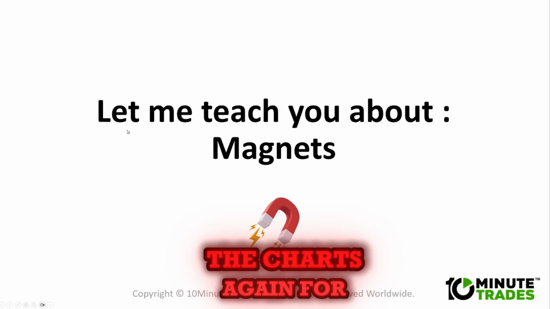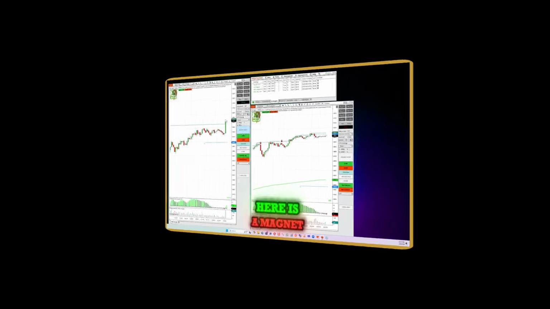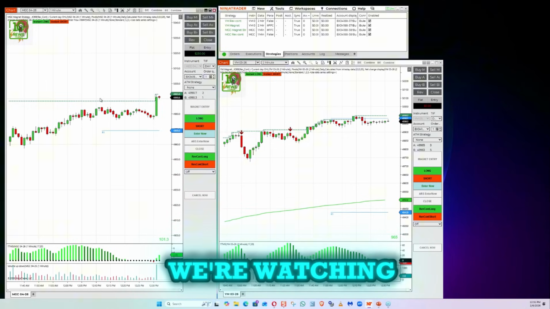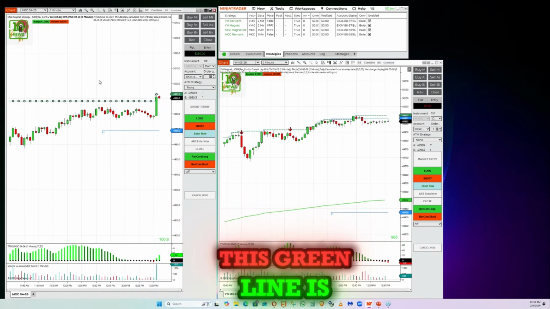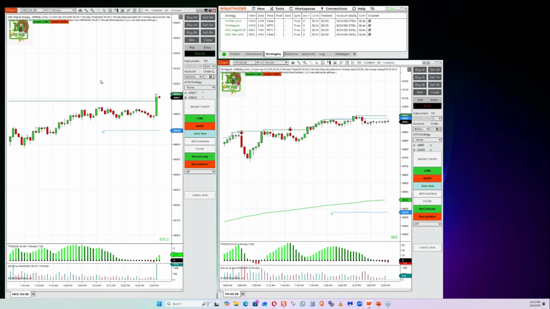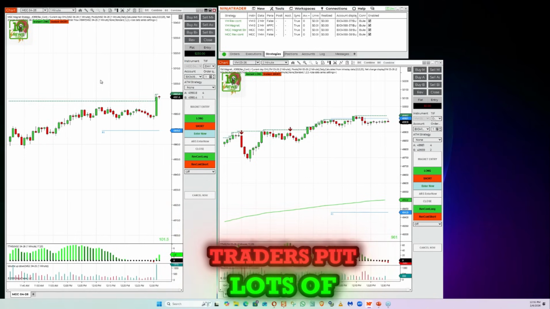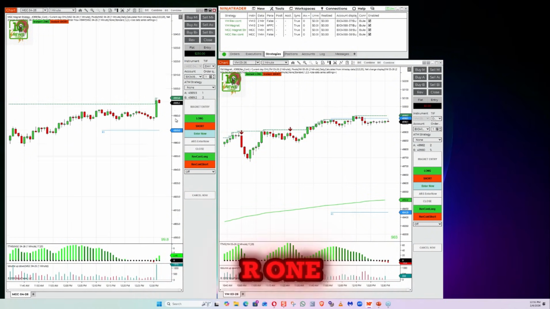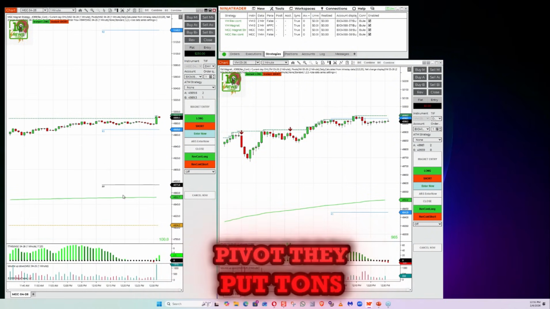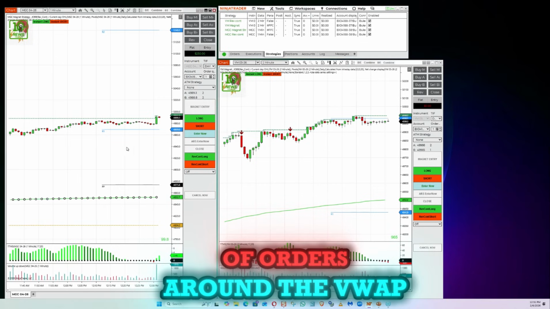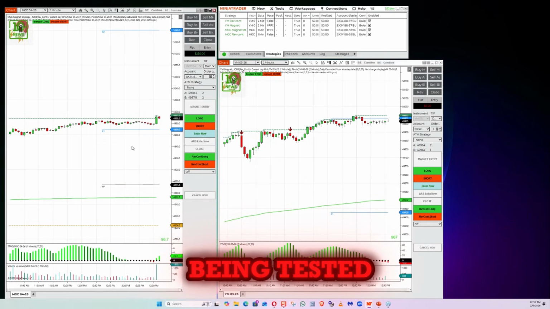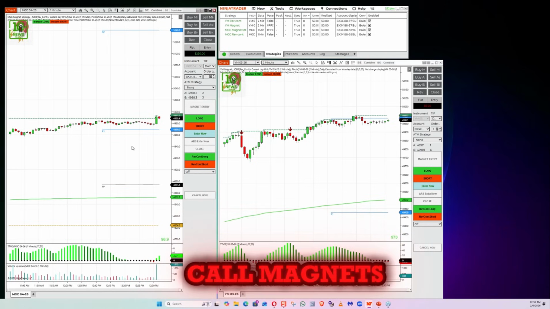So let's look at the charts again for a second. Here is a magnet trade taking place right as we're watching. This green line is the high of day. Traders put lots of orders around the high of day. They put orders around R1, which is a popular pivot. They put tons of orders around the VWAP. Those levels are constantly being tested. Those are what we call magnets.